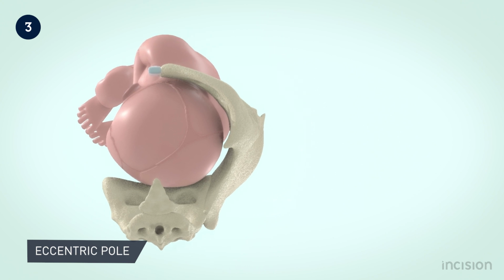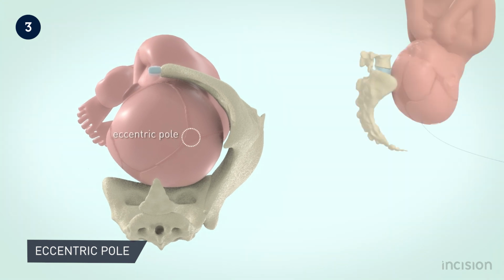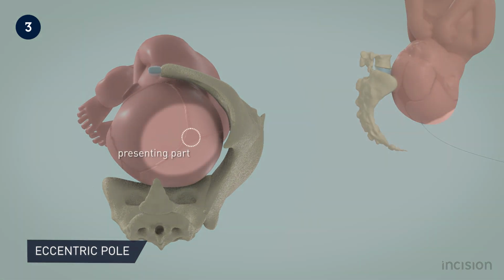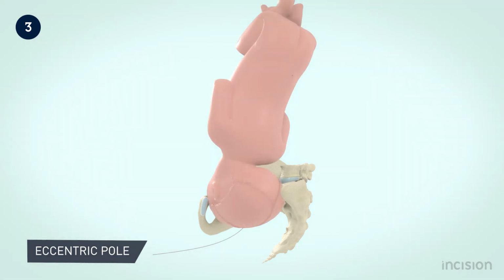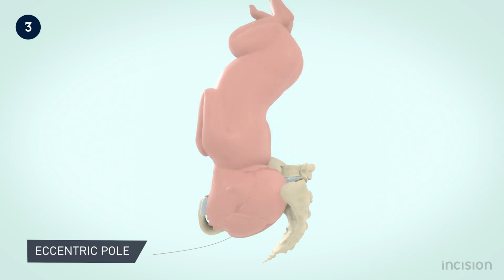The eccentric pole is the point of the presenting part lying deepest within the pelvis, but not along the pelvic axis. In a vertex presentation, the eccentric pole is the occiput. In a sinciput presentation, the eccentric pole is absent. In a brow and face presentation, the eccentric pole is the chin.